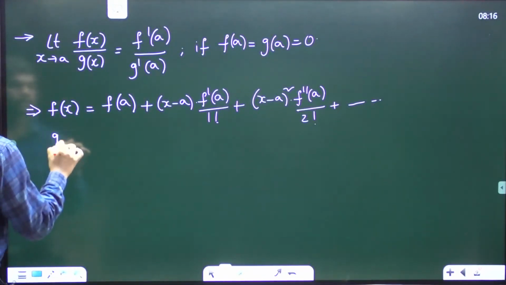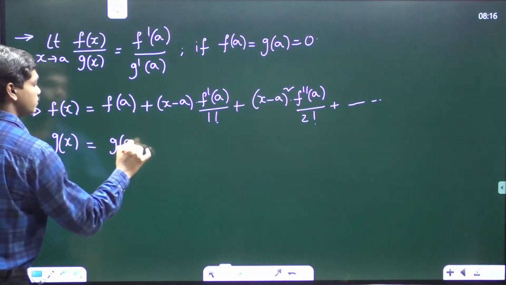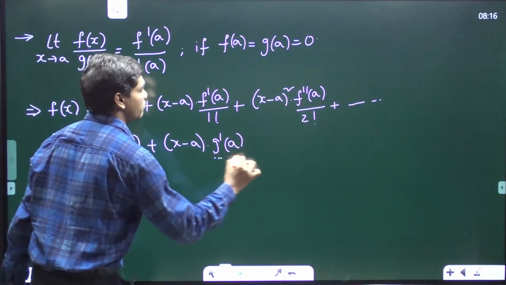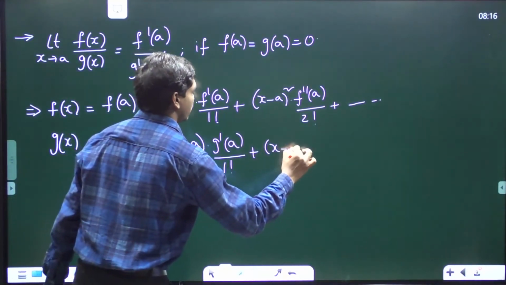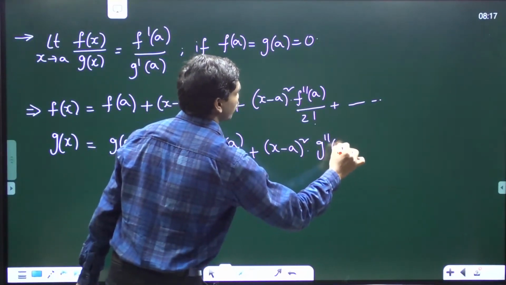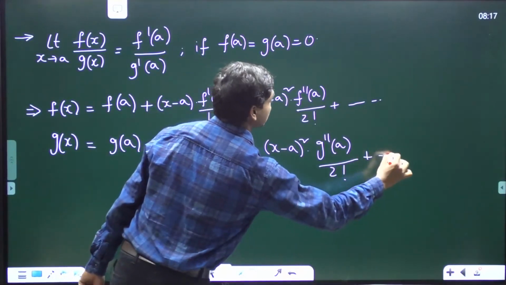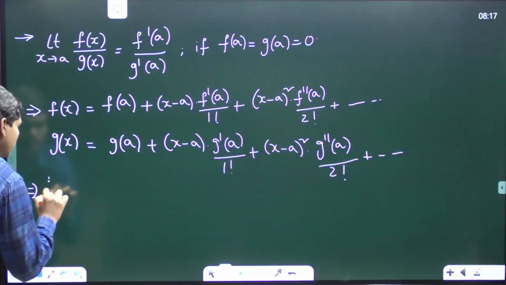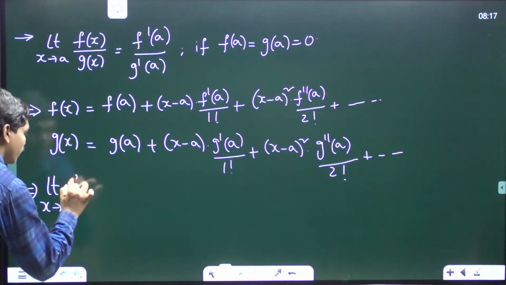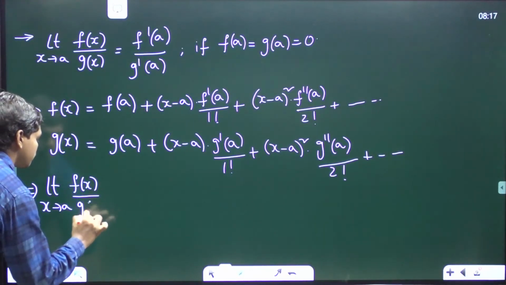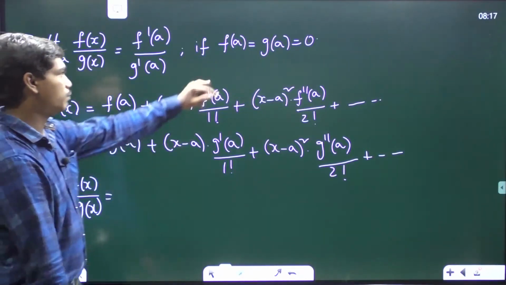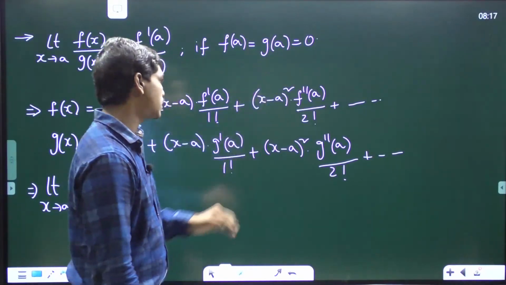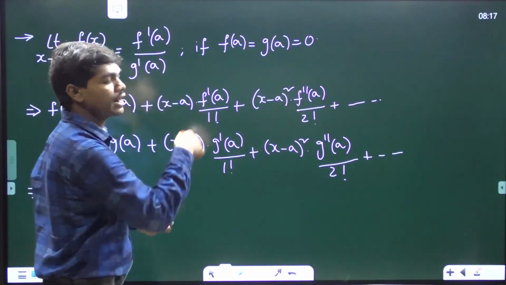Similarly, g of x is equal to g of a plus x minus a into g dash of a divided by 1 factorial plus x minus a whole square into g double dash of a by 2 factorial, and so on. Correct? Now, if you divide these two functions, it means you apply the limit x tends to a of f of x divided by g of x. If f of a is the same as g of a and both are zeros, then you get f dash of a by g dash of a. And now we'll see how.